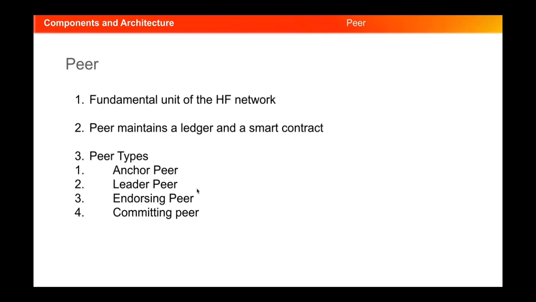Next is leader peer. This peer node receives a new block from the orderer and shares it with the other peers using gossip protocol. You will learn what an orderer is in the coming sections. Next is endorsing peer. Endorsing peers have chain code installed on them. Since they have chain code installed on them, endorsing peers simulate and endorse the transactions. Next is committing peer. A committing peer verifies endorsements and validates transaction results before committing a transaction to the blockchain.